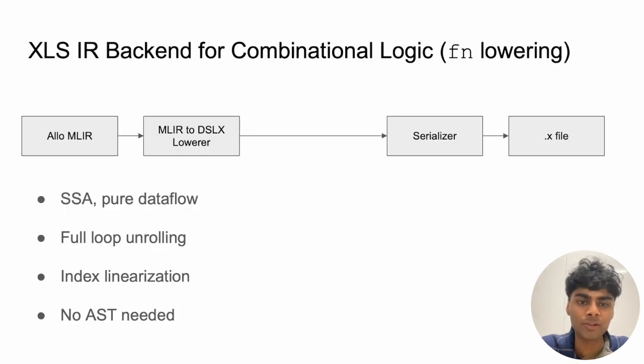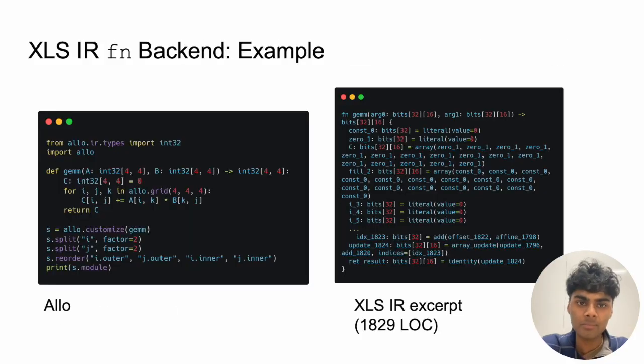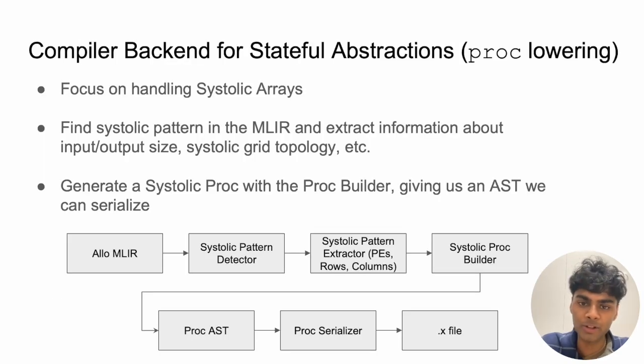We also wrote a version that goes directly to the more regular XLS-IR. XLS-IR is SSA-based, flat, and purely dataflow oriented. Unlike DSLX, it has no loops, so we must fully unroll every affine loop. Memrefs become flattened arrays requiring explicit index linearization. Because the IR structure is extremely uniform, we emit instructions directly during a single MLIR walk, with no AST phase. Here's that same Allo example, and on the right we have the beginning and end of the much more regular looking generated XLS-IR.